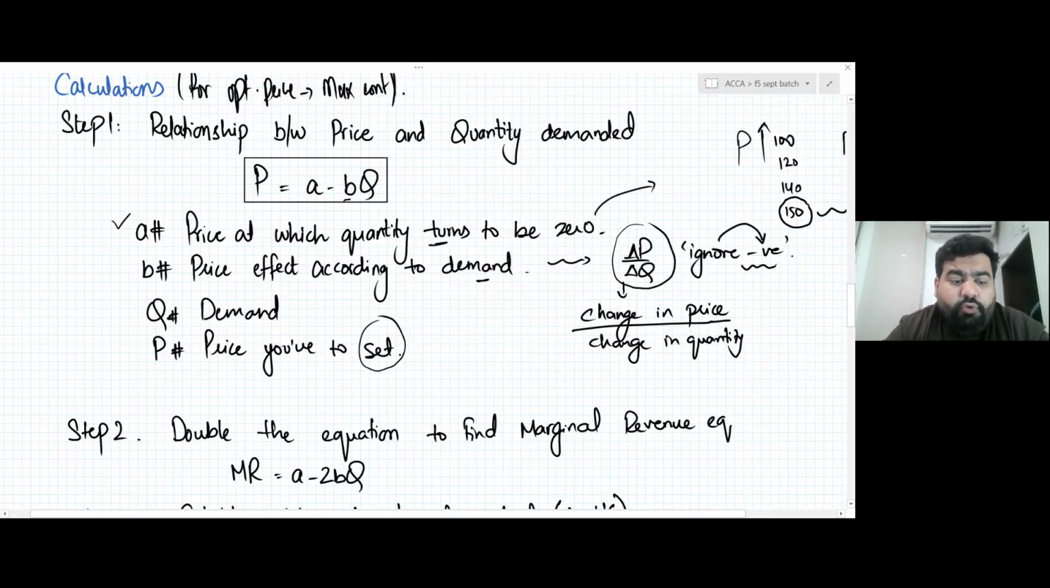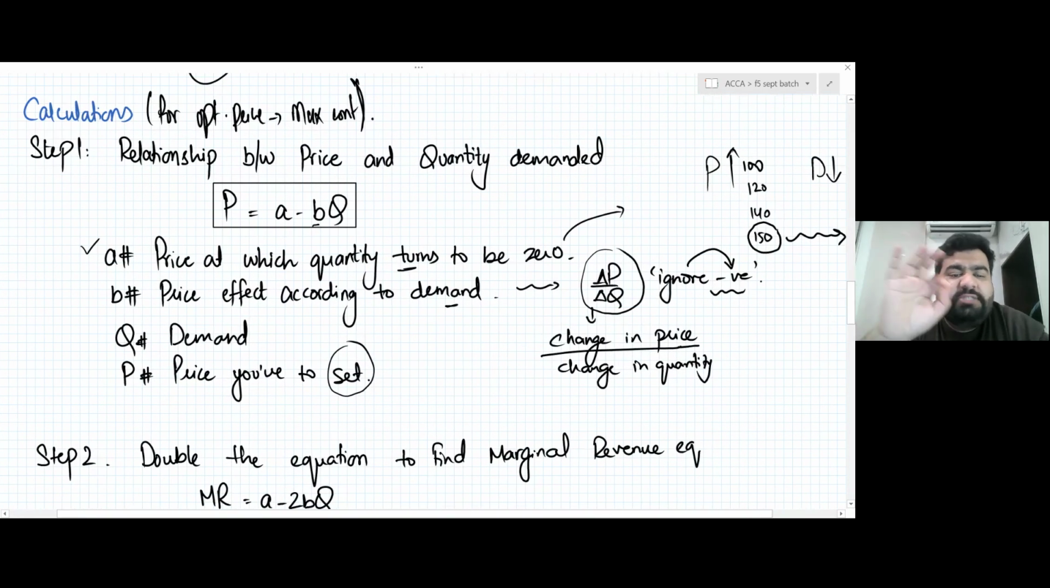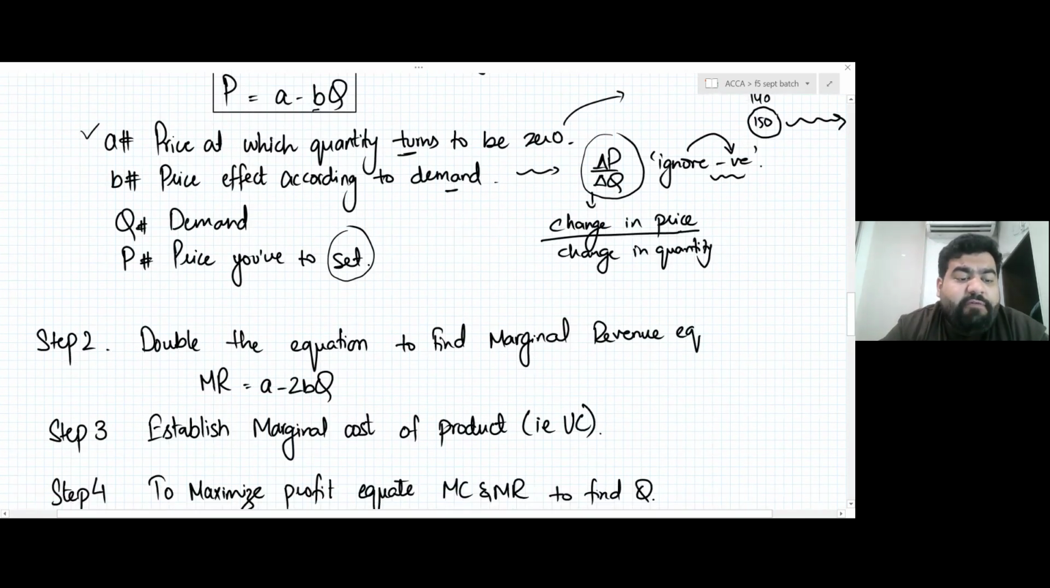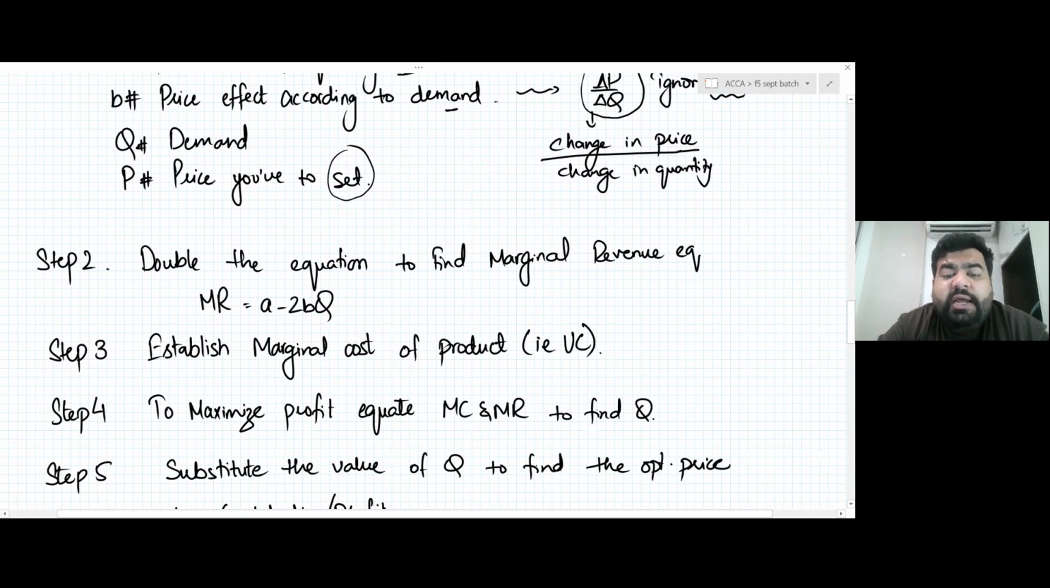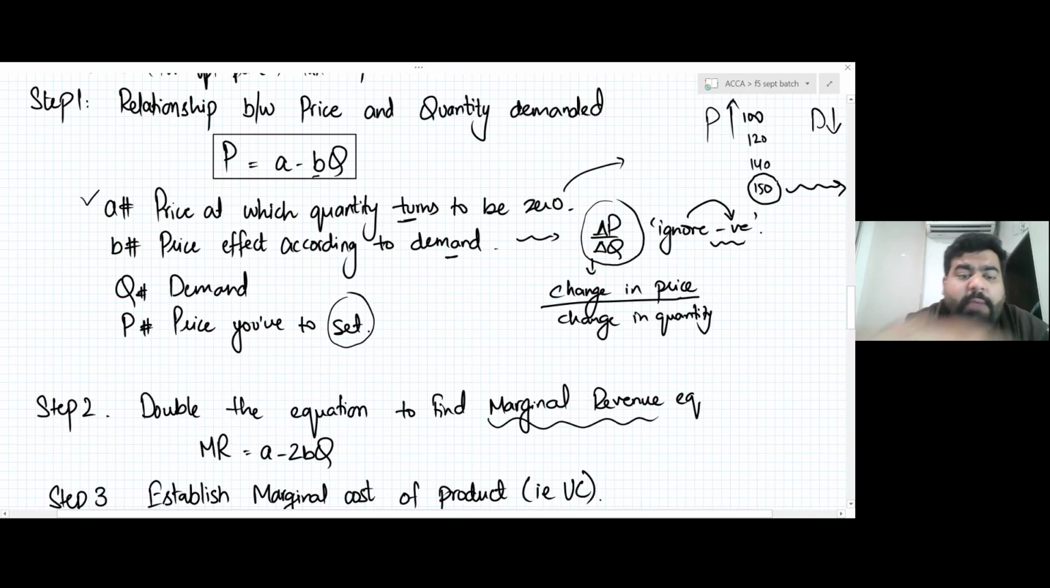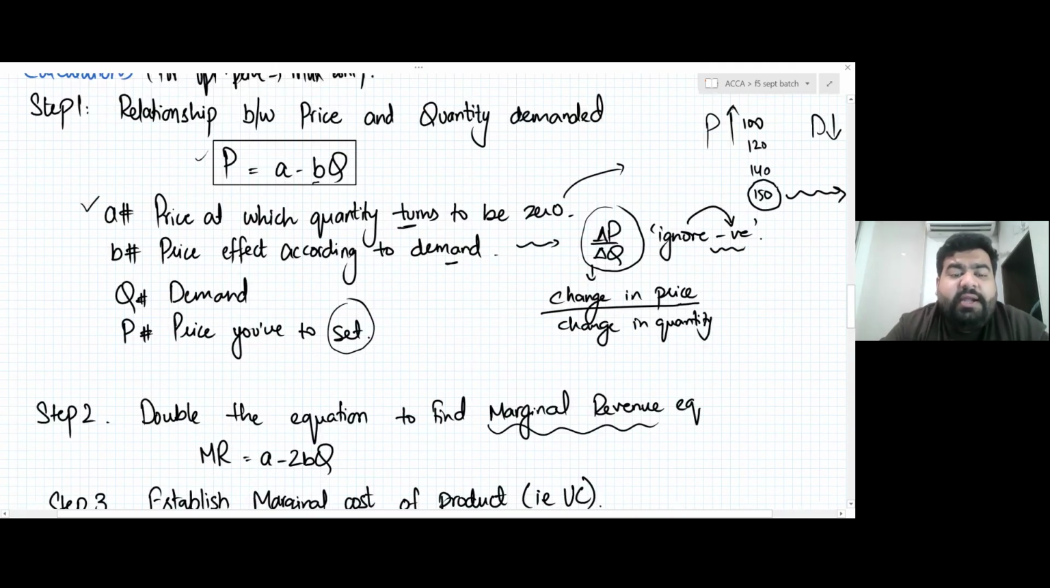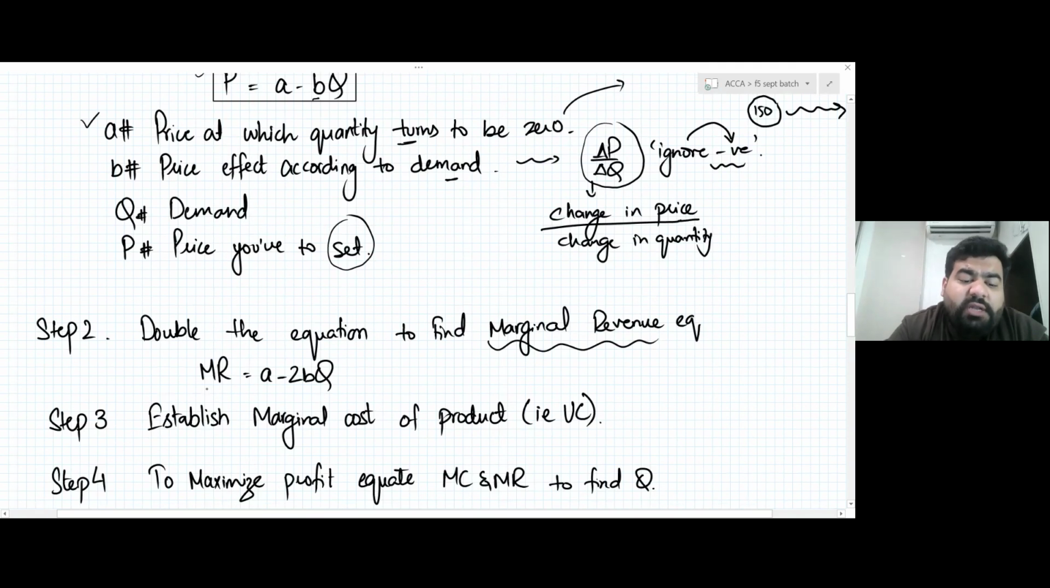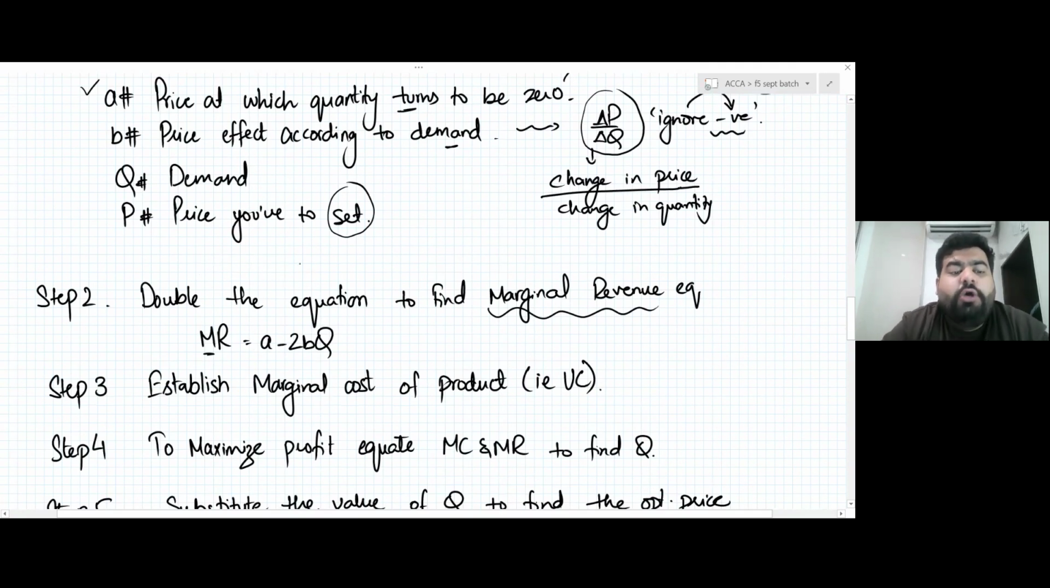Now we go to step 2. First of all, we'll complete step 1, meaning P is equal to A minus BQ. After that, step 2. In step 2, double the equation to find the marginal revenue equation. The marginal revenue equation is just like P is equal to A minus BQ, with only a little difference. Price is A minus BQ, and marginal revenue is A minus 2BQ. Double the equation means you have to double this BQ. Just multiply 2 with this BQ and you will get the formula of marginal revenue. Why are we calculating marginal revenue? Because the point where marginal revenue is equal to marginal cost is the point where you will earn maximum profit.